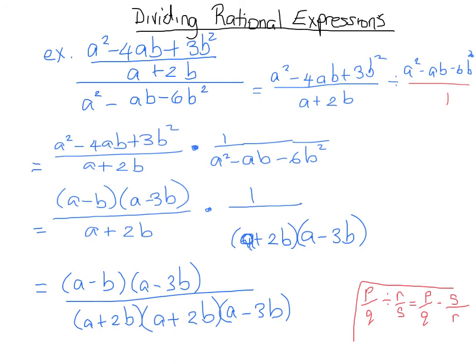I notice that there is an a minus 3b on the top and on the bottom, so they can go. And I also notice that these two guys right here, that one and that one, are the same. So I can actually write this as a plus 2b squared. So our answer is, I'm just rewriting the top as a minus b over a plus 2b squared. And that's our answer.